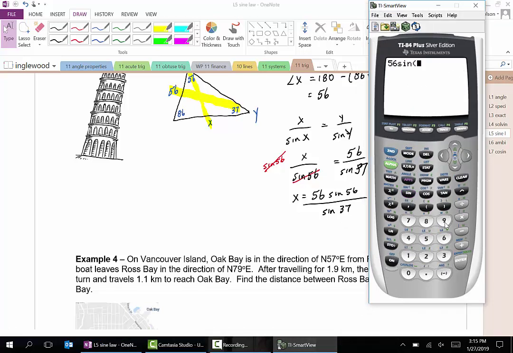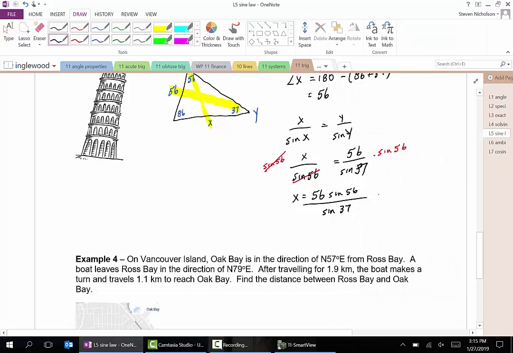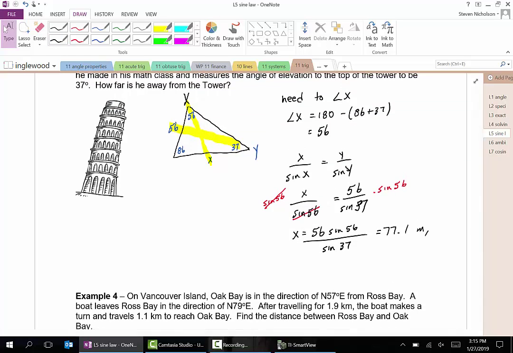56 sine 56 divided by the sine of 37. And we're going to get 77.1. So that's equal to 77.1 meters. And that should make sense, because this angle here is bigger than this angle here. Therefore, this side should be bigger than that side.